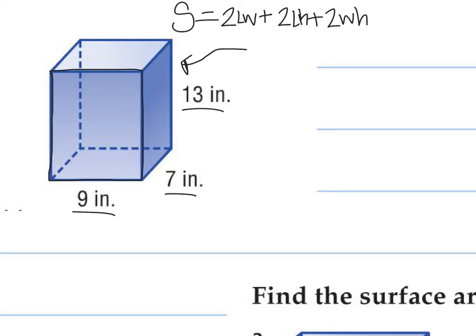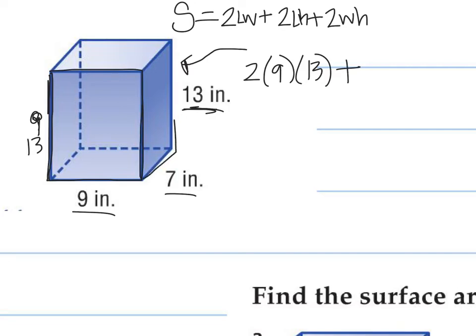So we can see that this front right here, this rectangle, because the height is 13, I know that this is a 9 by 13. And there's 2 of them. So I'm going to do 2 times 9 times 13. Plus, now I can do this, my sides right here. My sides I can see are 7 by 13. So now I'm going to do 2 times 7 times 13.